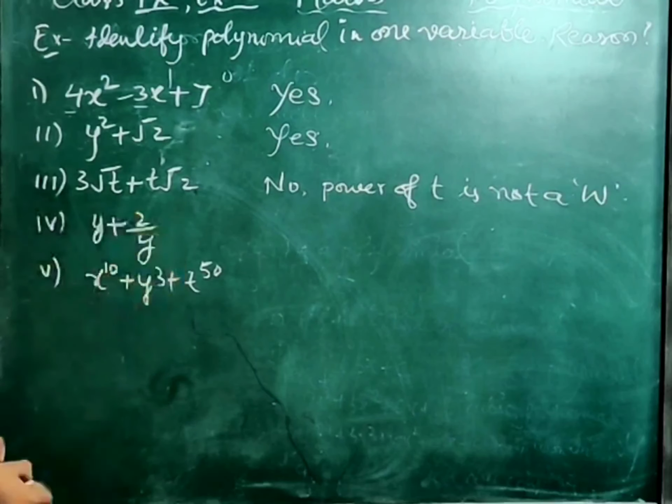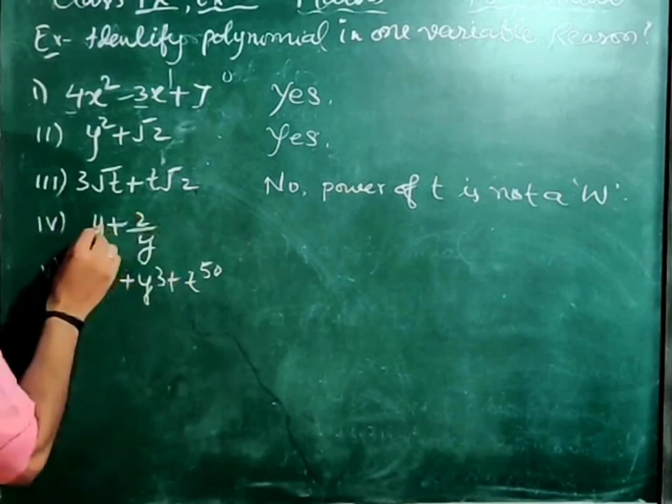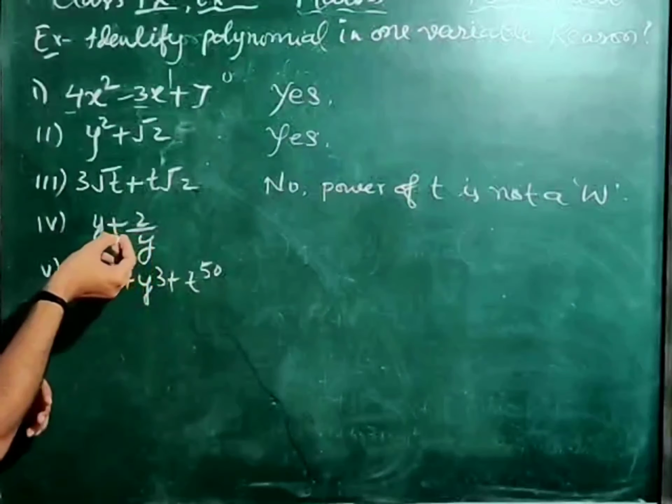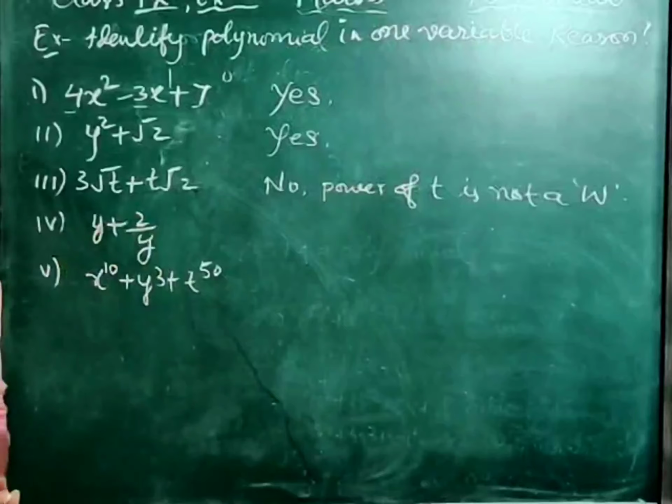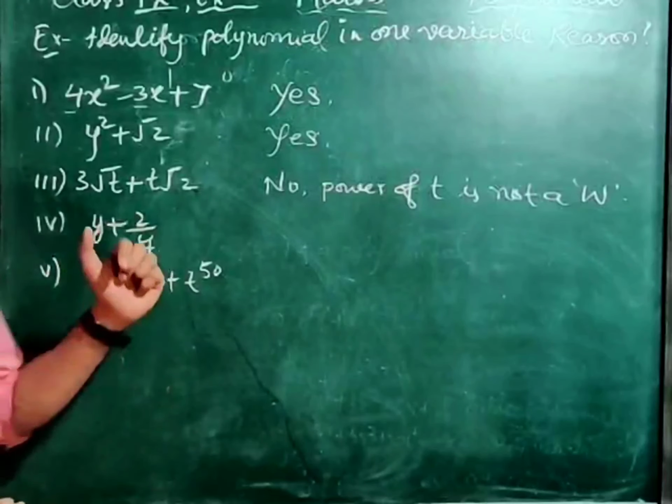Okay. Next, y plus 2 upon y. See here, as I told you in your last video, when the variable is in the denominator, you have to change the denominator into the numerator.